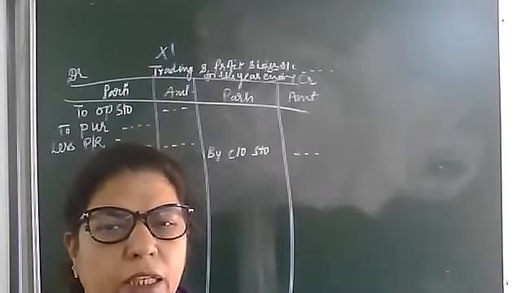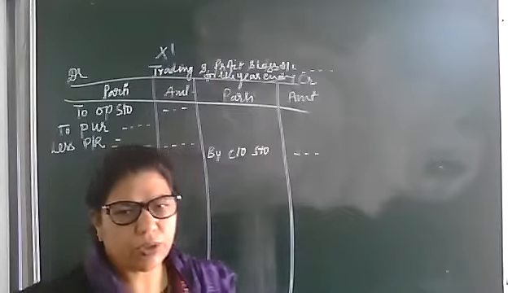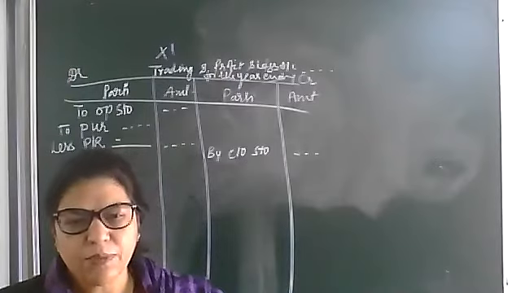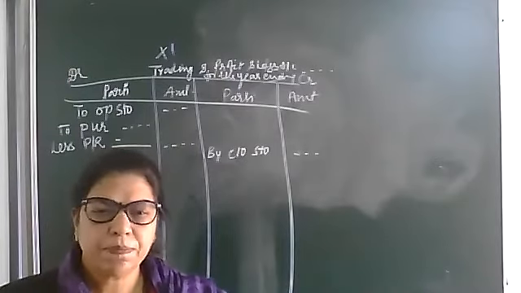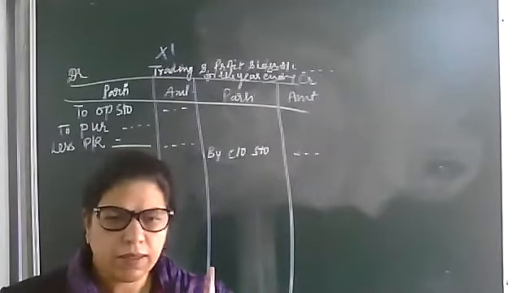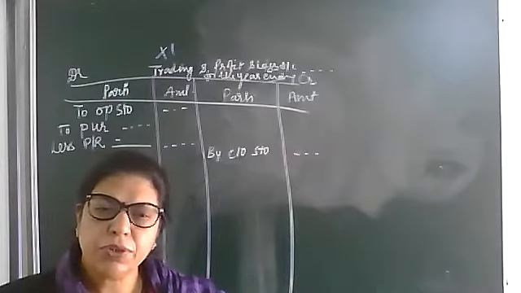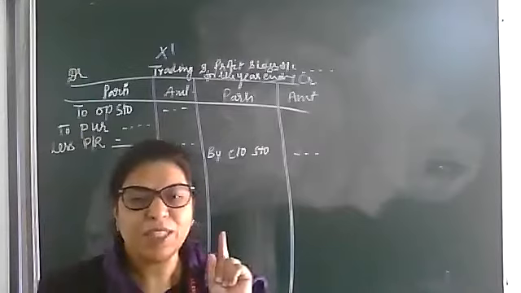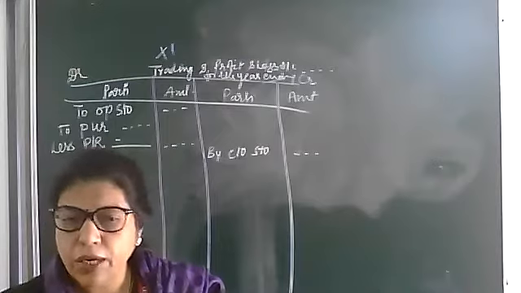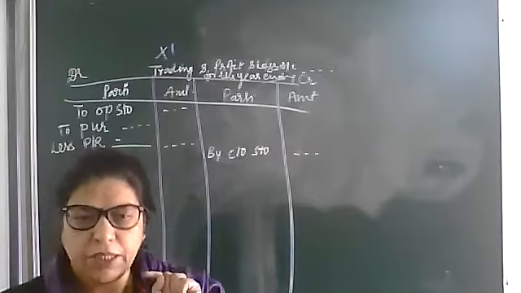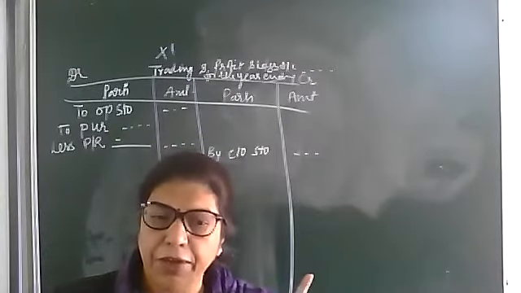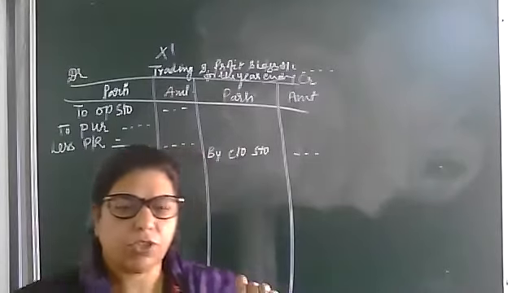So raw material, work in progress, finished goods. See, as I told you, there are three types of stocks. Work in progress means some part is prepared, some is not prepared. And finished goods means ready to sell, those goods which are ready to sell, complete goods. So the businessman has all the types of opening inventory as well as closing inventory.